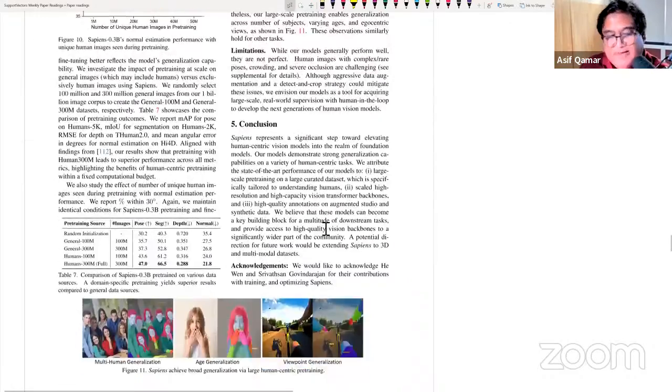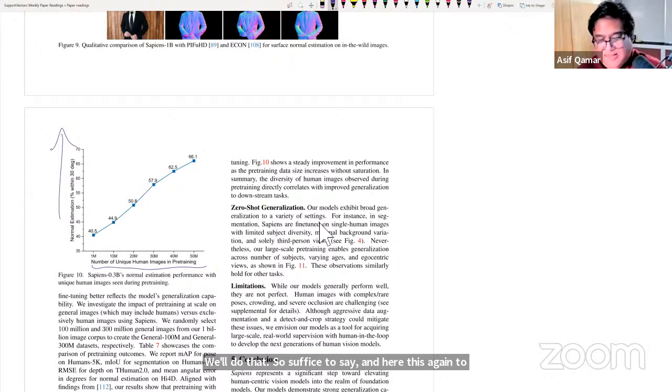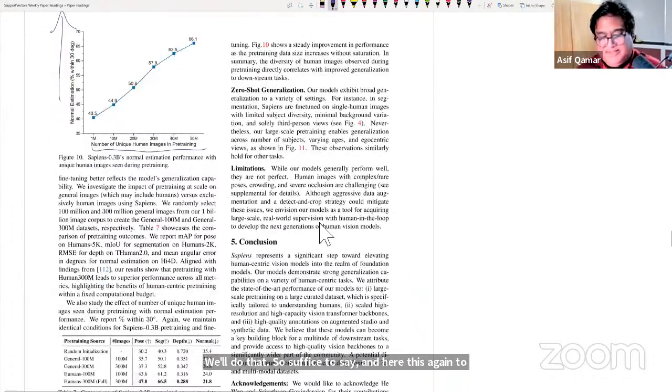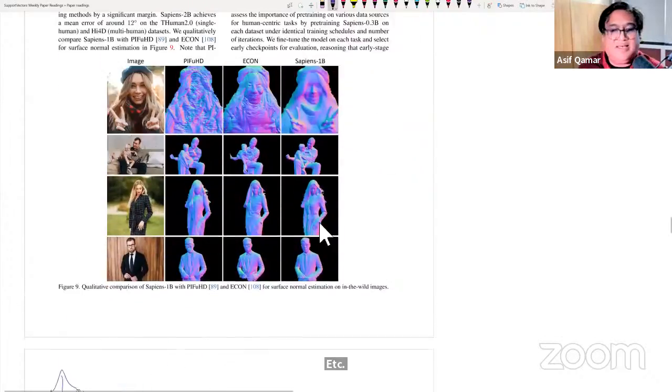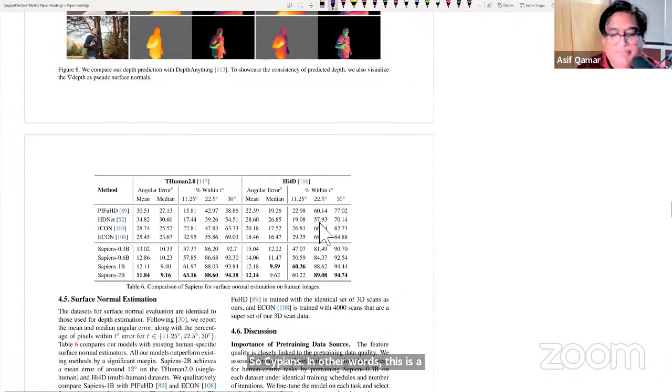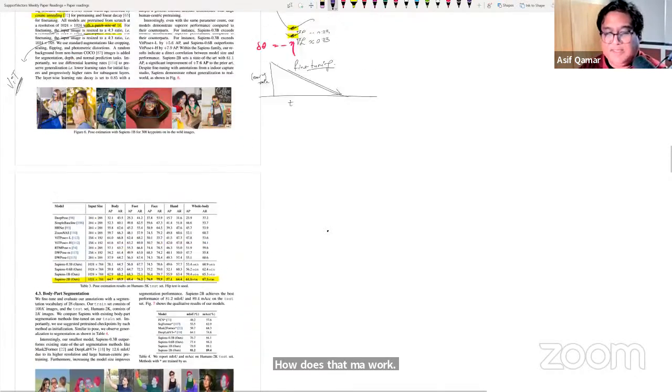We'll do that. So suffice to say, and here again the neural scaling law, the number of images you give leads to better performance. So Sapiens, in other words, is a good model. Now, the one thing that I left out is that this rests upon MAE. How does MAE work? Let me talk a little bit about the MAE.